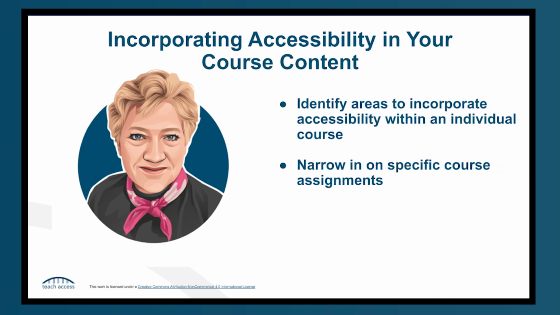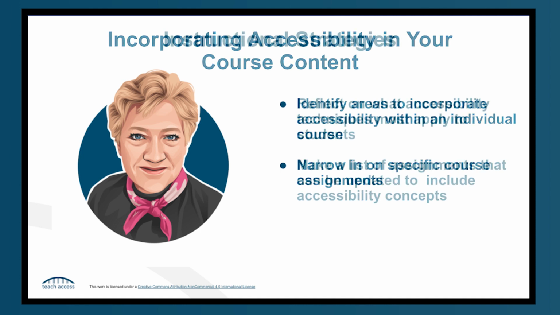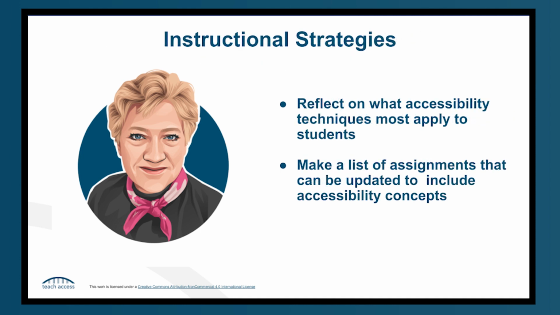This module has 2 practice activities. Both activities help you to identify areas to incorporate accessibility within an individual course, as well as narrow in on specific course assignments. First, you will take some time to reflect on what accessibility techniques and instructional strategies would most apply to the students in your courses. Then you will make a list of assignments in your courses, which can be updated to include accessibility concepts.